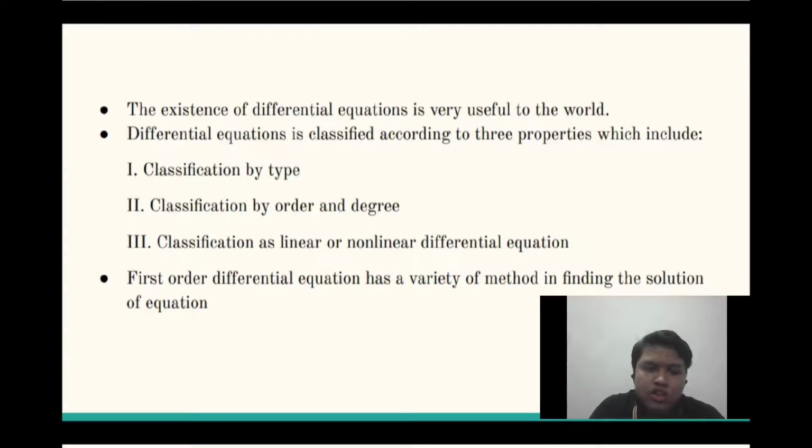Solution of differential equations. The first order differential equation has a variety of methods for finding the solution, like variable separable, equations reducible to variable separable, homogeneous equations, first order exact differential equations, and linear equations.